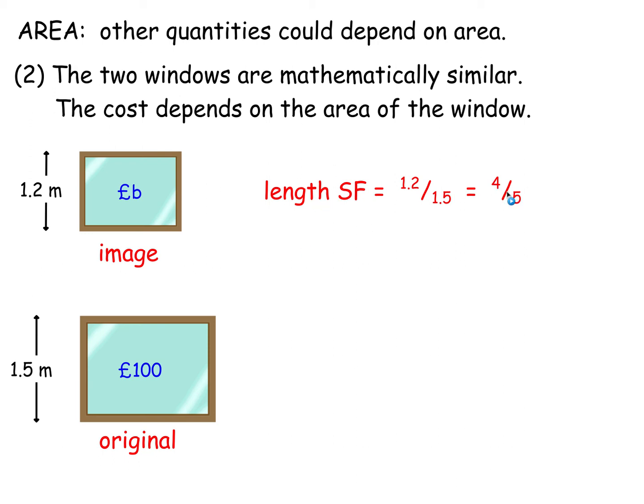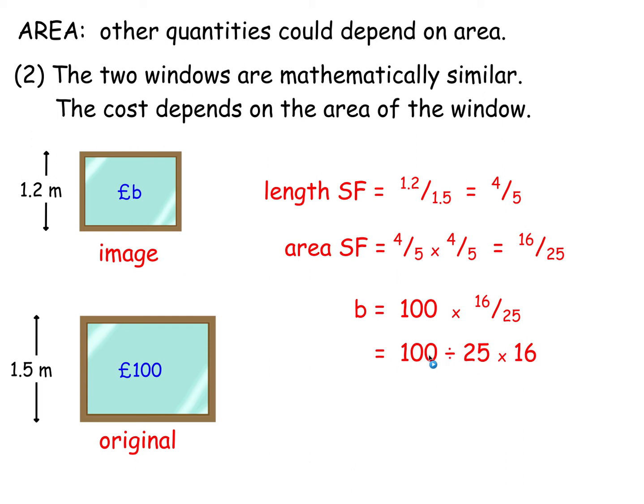That's the length scale factor, square it. That's the area scale factor, 4 4s, 5 5s. Now scale the money. £100 gets scaled down to find B. So take £100, multiply by 16/25, the area scale factor, divide 25 into 100 and times by 16. 25 into 100 is 4, times 16 is 64. That was £64. So that's area scale factors. Square the length scale factor.